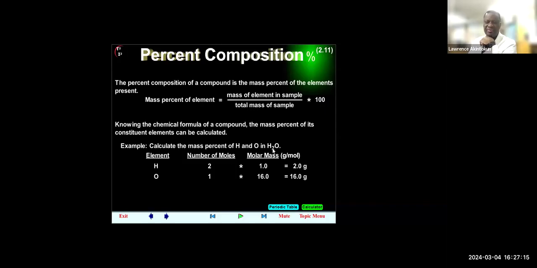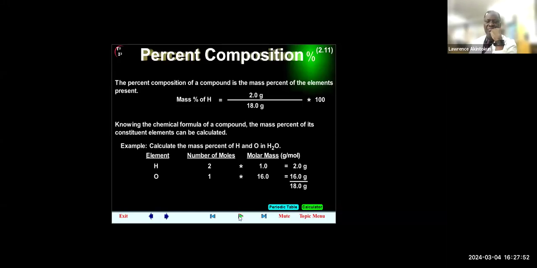So you have 2 times 1 because the atomic mass of hydrogen is 1.0. So when you multiply 2 by 1, you get 2. But for oxygen, there is only 1 atom, and the atomic mass of oxygen is 16.0. So 16 times 1 is 16. So the molar mass of H2O is going to be 2 plus 16, which is 18. Equals 18.0 grams.